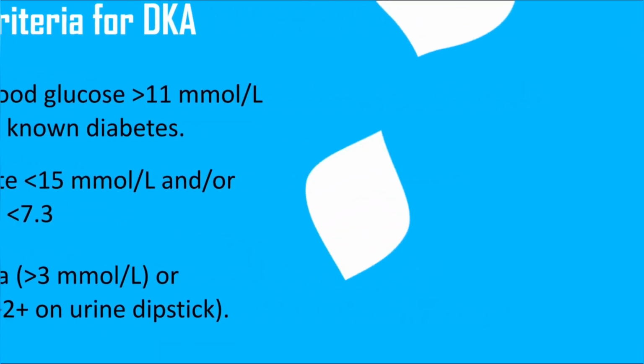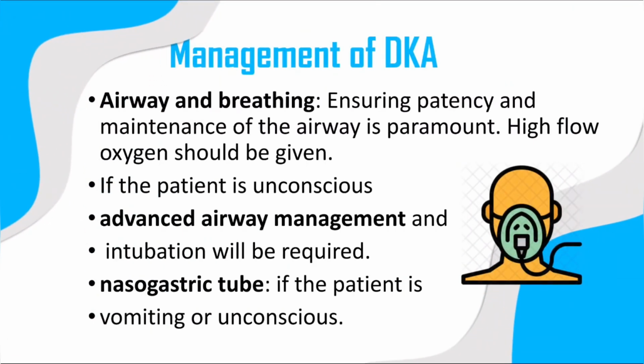Once you find this and you say this patient is diabetic, you have to start the treatment. What's the treatment? The treatment starts with the ABCD. If the patient has an intact airway, this is good. If not, or the patient is unconscious, you may intubate the patient. You have to give high flow oxygen if the patient has hypoxia. If the patient is unconscious or repeatedly vomiting, you have to put an NG tube in the patient.